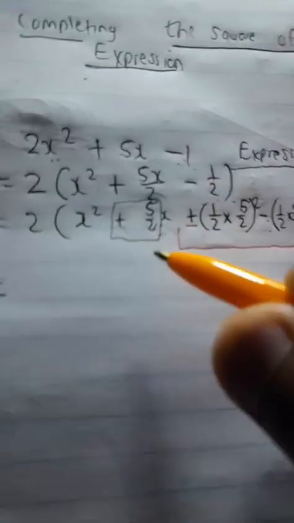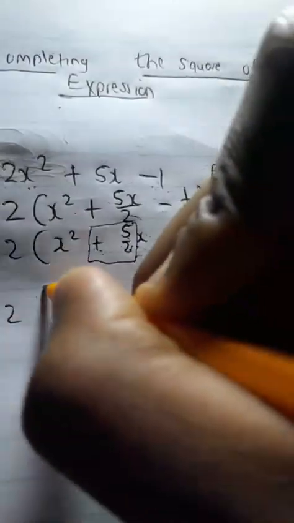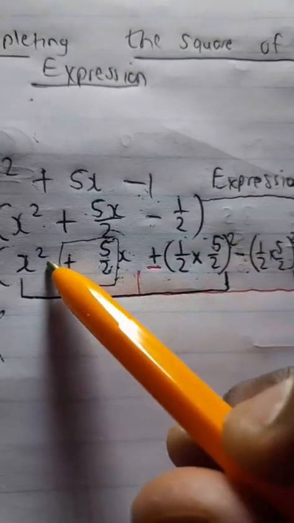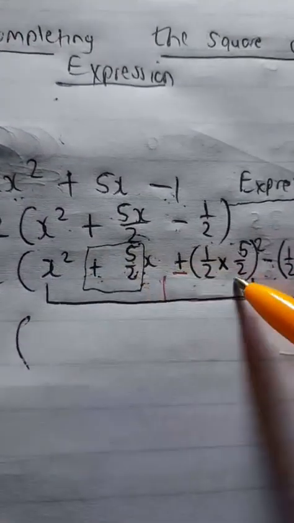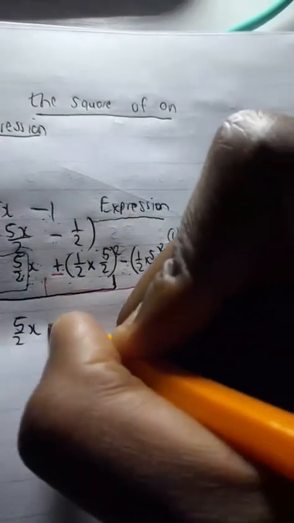Step 3. The 2 is still outside. I'll leave it there. Then these first 3 terms in our trinomial form a type of trinomial which we call a perfect square trinomial. So what we do is we continue x squared, we write it as it is. 5 over 2x, we write it as it is. There's a plus, so we say plus, and then we sort out what is in the brackets.